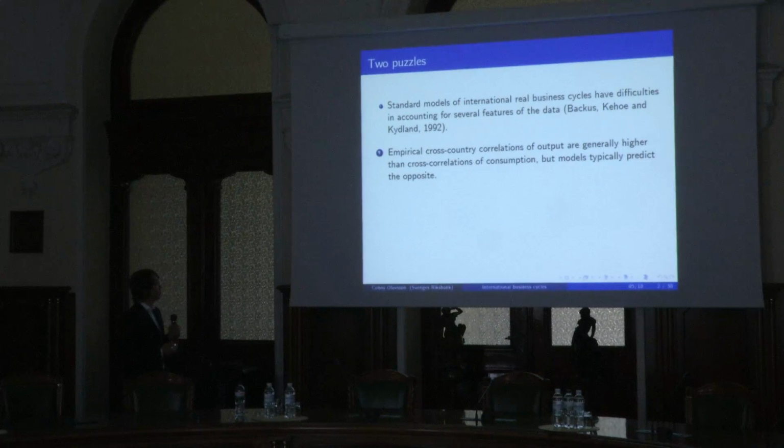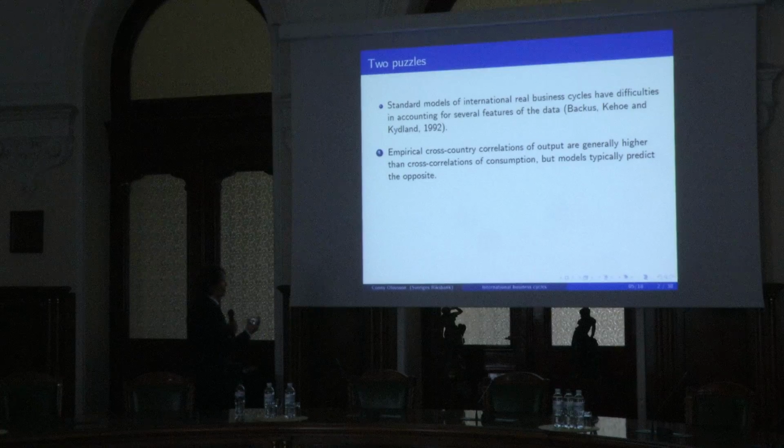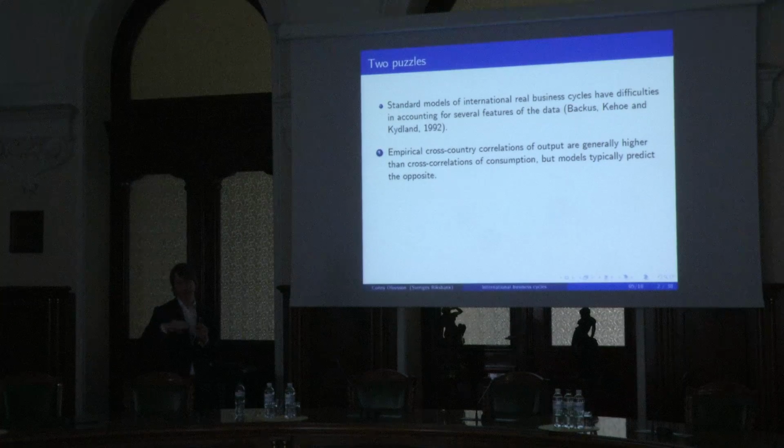And the first thing is that if you look at just cross-country correlations of output, so GDP in one country, how it correlates with another country, then you will find that that correlation coefficient tends to be high and positive. And in particular, these correlations are higher than the cross-country correlations for consumption. So this is what the data looks like. But the problem is that almost all models that you set up will have the opposite feature. They will tell you that the cross-country correlations for consumption will be high, and that for output will actually be low.